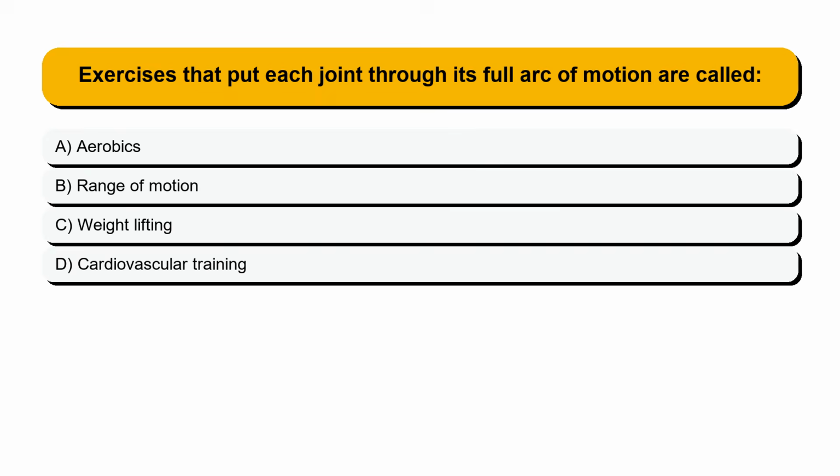Question 69. Exercises that put each joint through its full arc of motion are called. Option A, aerobics. Option B, range of motion. Option C, weight lifting. Option D, cardiovascular training.